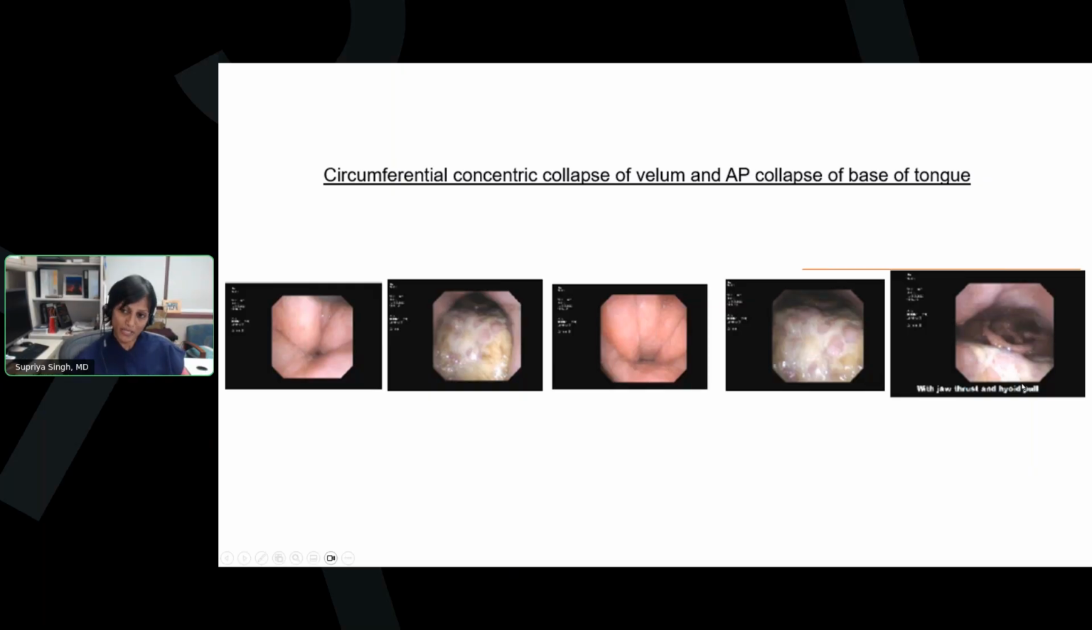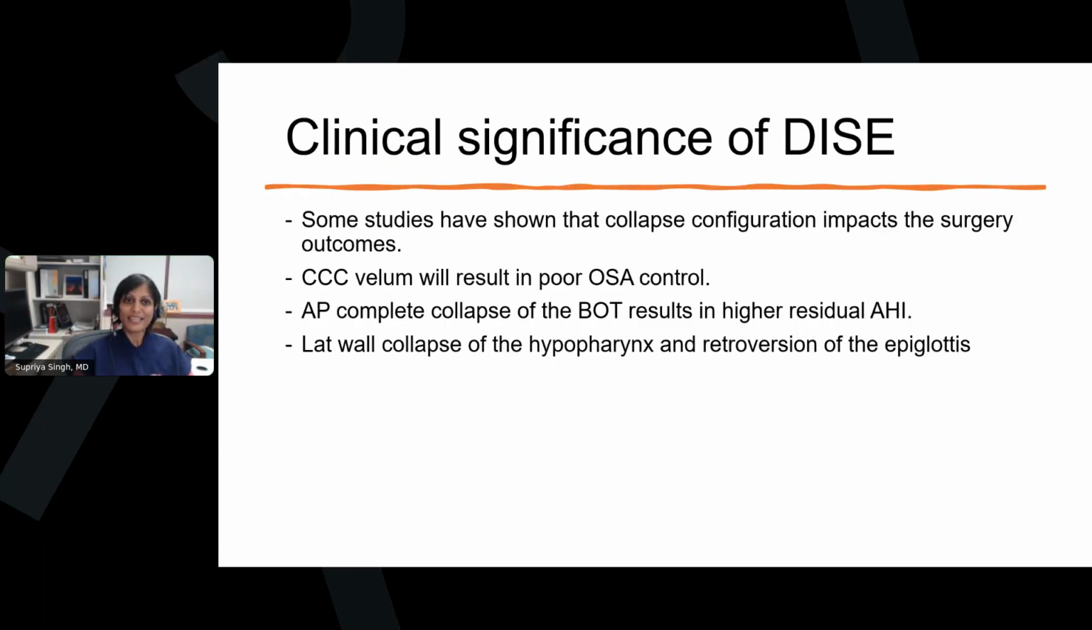And in this picture, we did a jaw thrust. There's something else that we call the hyoid pull. We did all of that, and you can see that the airway did open up significantly. So once again, the clinical significance of DISE is that we are able to figure out where exactly the collapse is. There's always a primary site of collapse, but based on the secondary site of collapse, the surgery may or may not be successful.